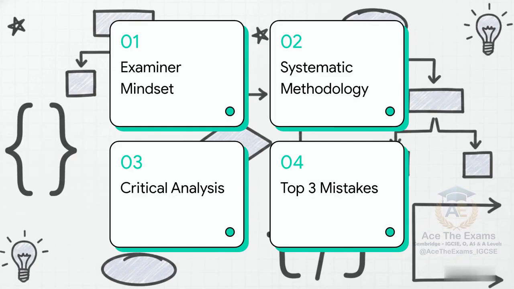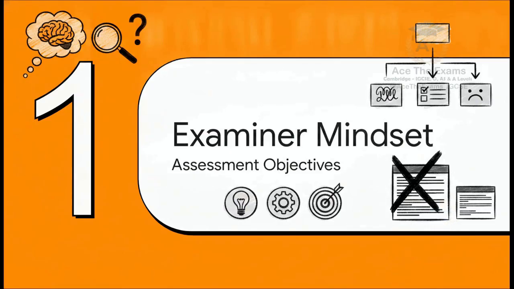First, we'll cover the examiner's mindset. Second, the systematic methodology. Third, critical analysis skills. And finally, the top 3 exam mistakes. Let's move right along. Part 1. The examiner's mindset. Unlocking the assessment objectives.